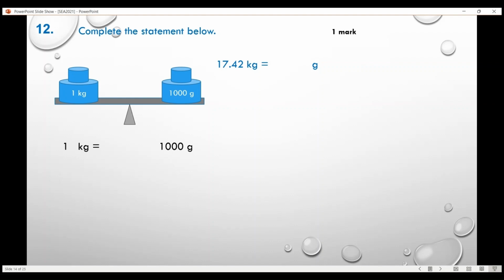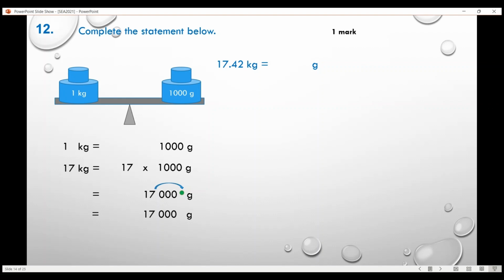So what about 17 kilograms? If we had 17 kilograms on the left, how would that be balanced on the right? We would need 17 times 1,000. So we would need 17,000 grams. And how do we multiply by 1,000? Look where the decimal point is for 17. And we move it 1, 2, 3 places to the right. That's a shortcut because we're multiplying by thousands, which has 3 zeros. So our answer will be 17,000 grams.